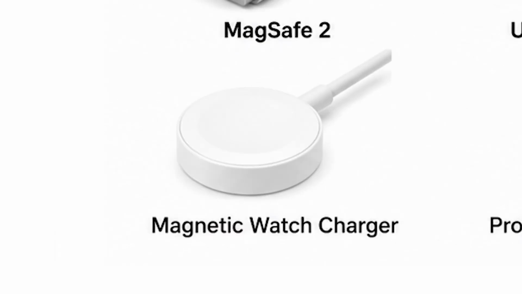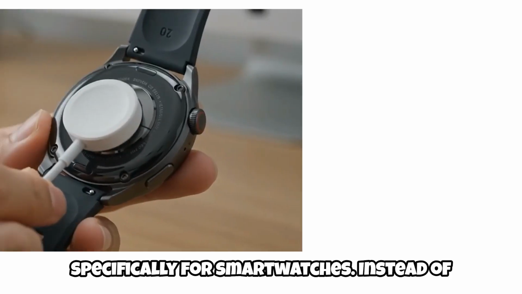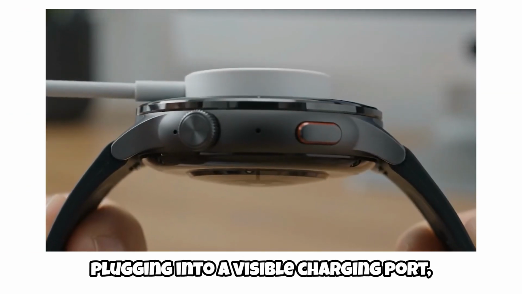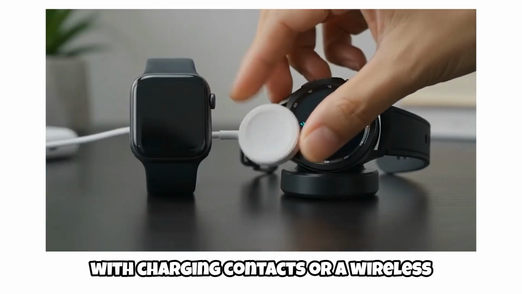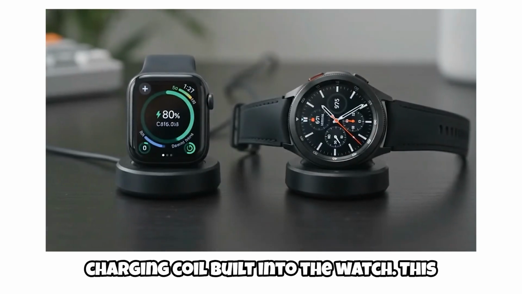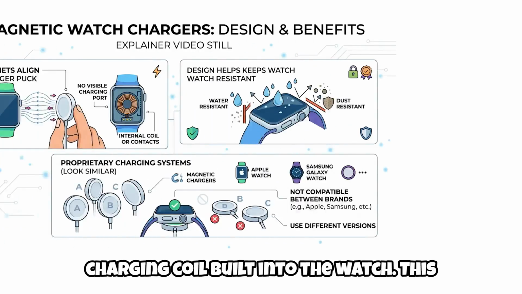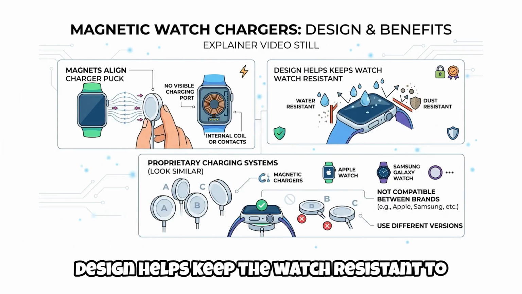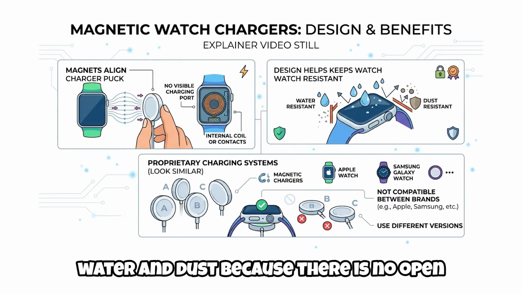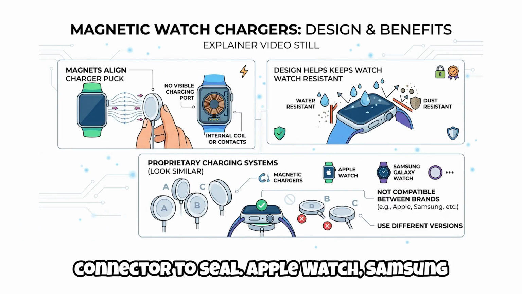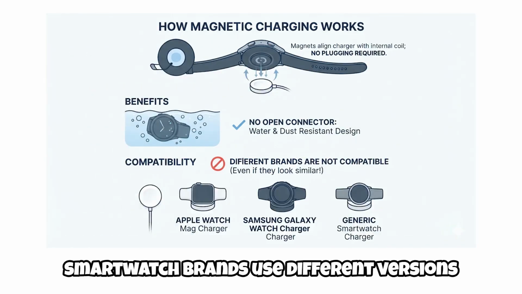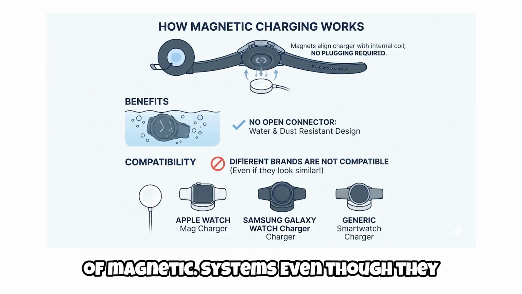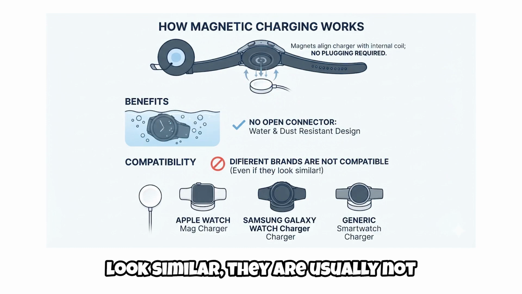Magnetic watch charger. Magnetic watch chargers are designed specifically for smartwatches. Instead of plugging into a visible charging port, the charger uses magnets to align itself with charging contacts or a wireless charging coil built into the watch. This design helps keep the watch resistant to water and dust because there is no open connector to seal. Apple Watch, Samsung Galaxy Watch, and several other smartwatch brands use different versions of magnetic charging systems. Even though they look similar, they are usually not compatible with each other.